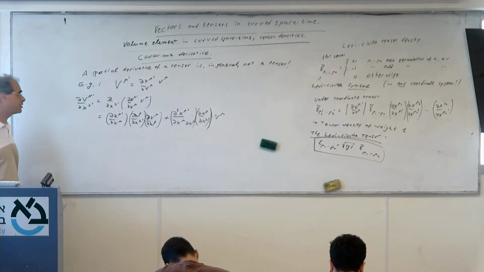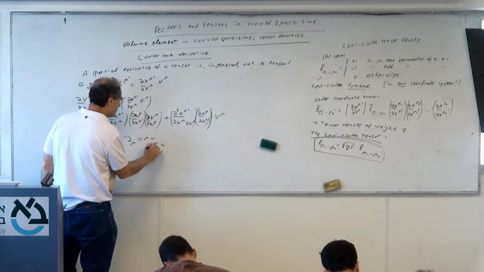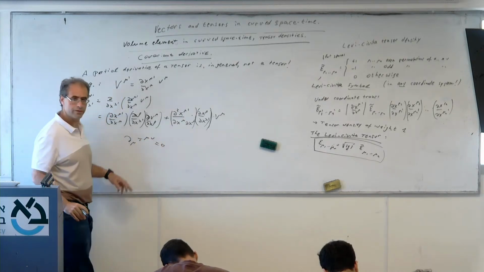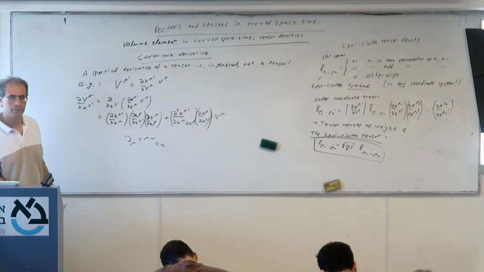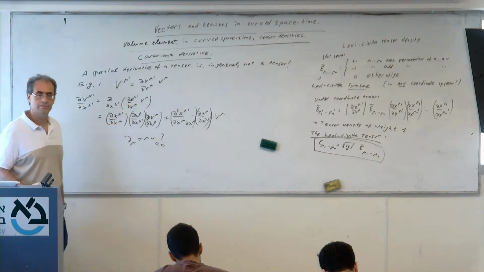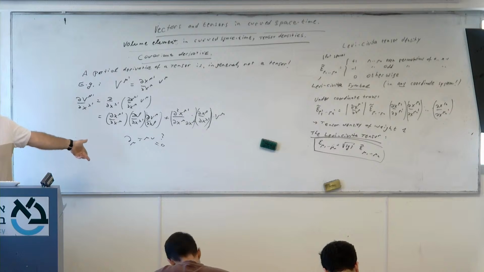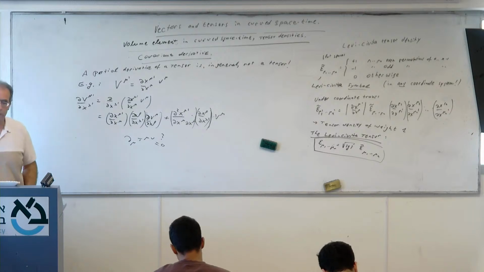Yes, energy conservation: ∂_ν T^μν. Euler's equation, conservation of energy and momentum. Remember that? What do I do? This is not going to be tensorial. I cannot write this equation in a tensorial way. It's not going to be true in any space that is not flat.